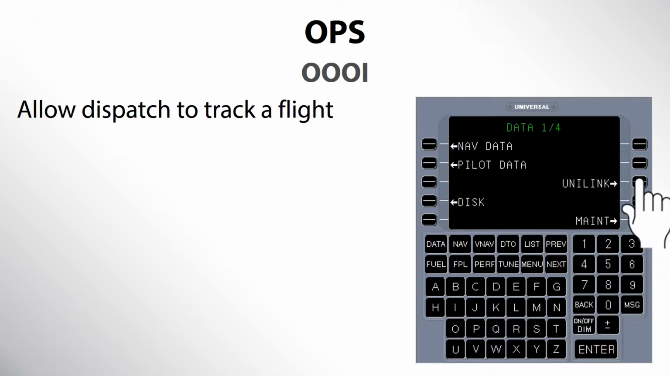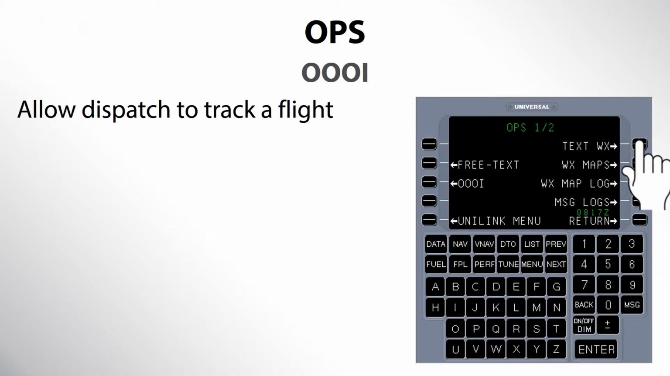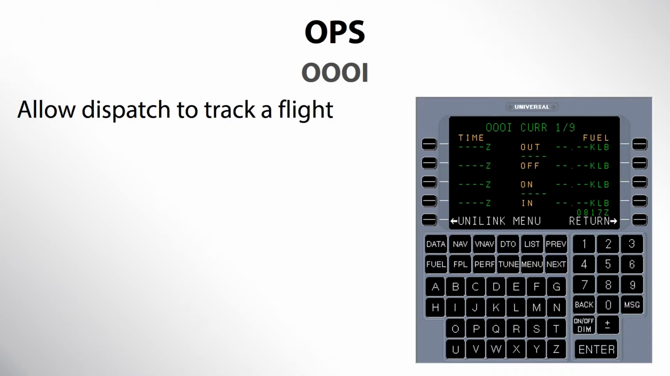Out, Off, On, In reports allow a dispatch or schedule office to track a flight as well as provide accurate flight times and block times. Based on installation, Unilink may use inputs from one or more doors, the parking brake, and weight on wheel status input. Out Off On In reports may also use digital inputs from devices such as the FMS or configured input-output processors.